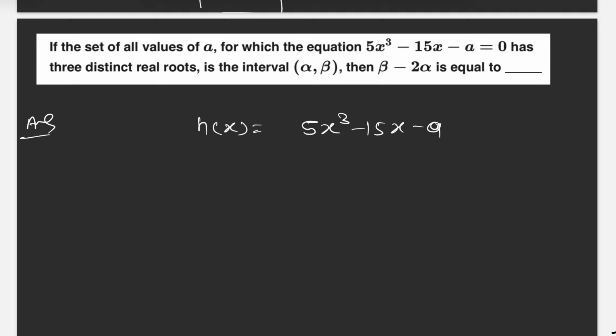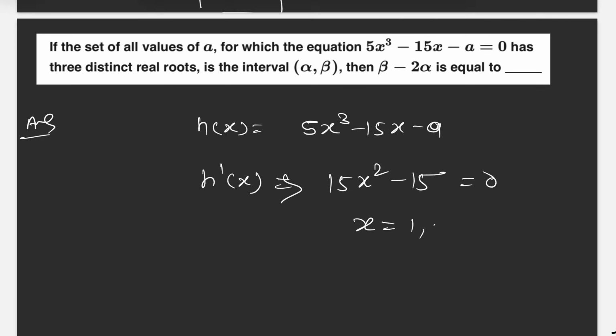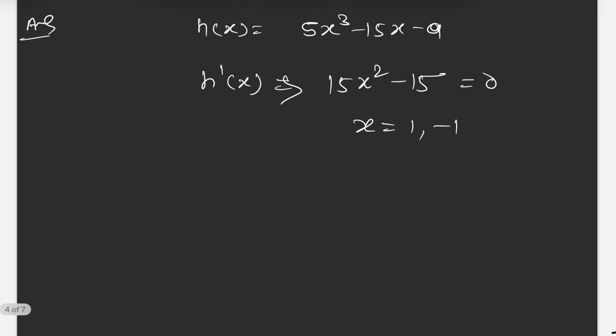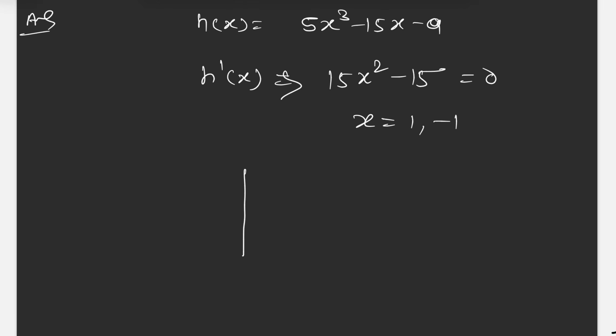So this function has 3 distinct real roots. It means its differentiation will have how many roots? 2 roots. So h dash x is 15x square minus 15. Equals 0 at how many points? x equals 1 and minus 1. It means the differentiation of the function is becoming 0 at 1 and minus 1. It means at 1 and minus 1 you would be getting either maxima or minima.